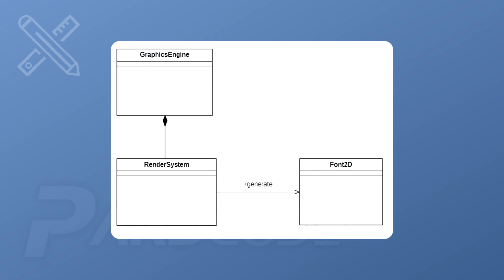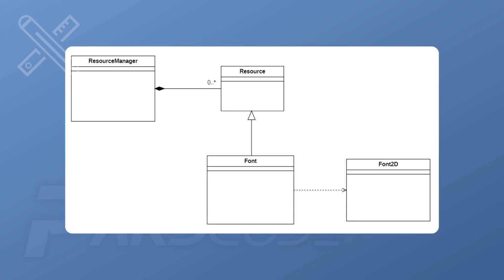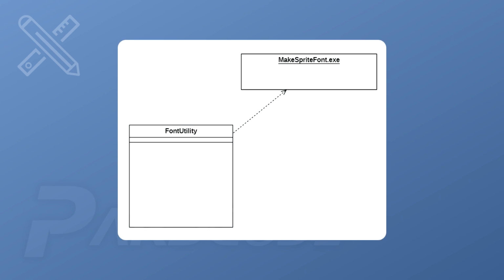In the first place, we have to create the Font2D class that is in charge of handling the SpriteFont and SpriteBatch class instances. Since these classes are strictly related to the DirectX implementation, this resource should be handled by the render system. Then we have to handle the Font2D resource in the resource manager by creating another high-level resource that we can call Font.